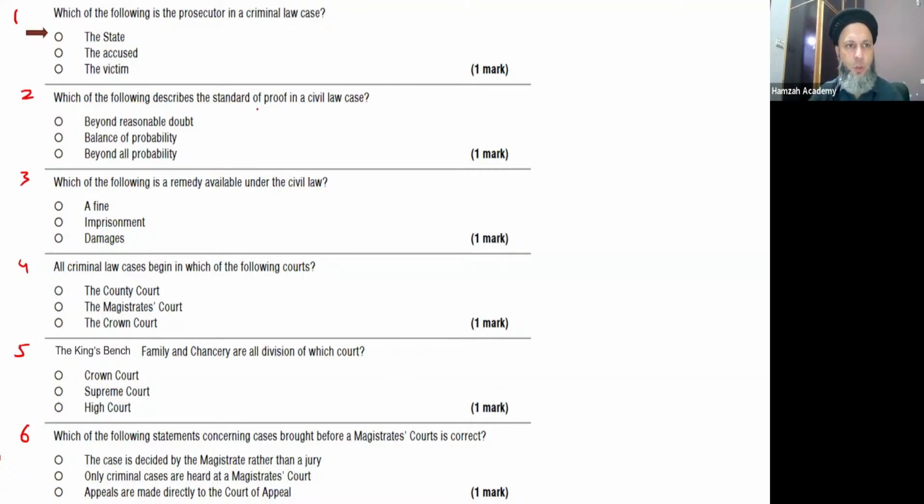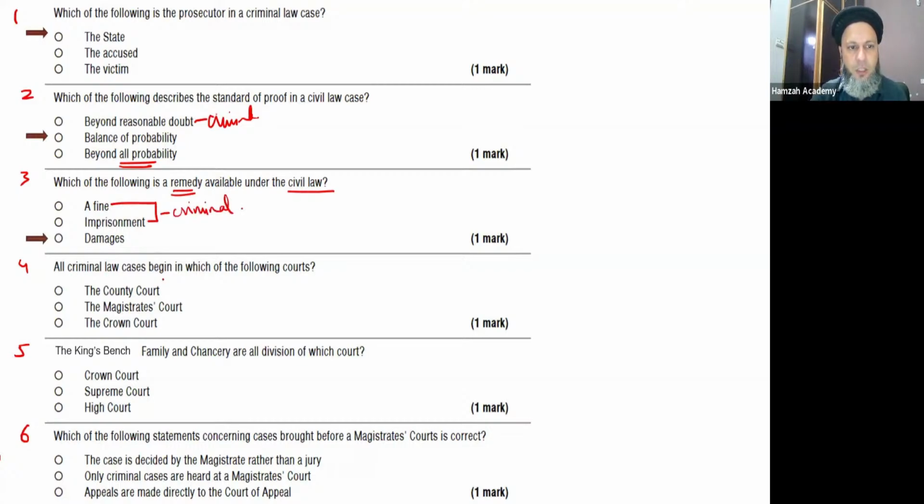So the first question I told you, which of the following describes the standard of proof in a civil law case? In civil law, we say it is the balance of probability. Beyond reasonable doubt is in the criminal cases, and beyond all probability is not in any type of case. Next, which of the following is a remedy available under civil law? In civil law, it is only damages. Imprisonment and fine are in the criminal cases.